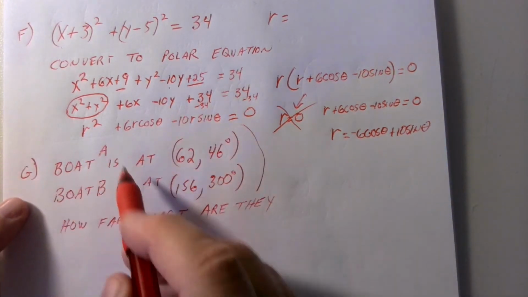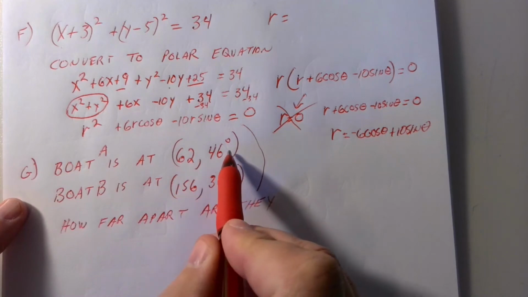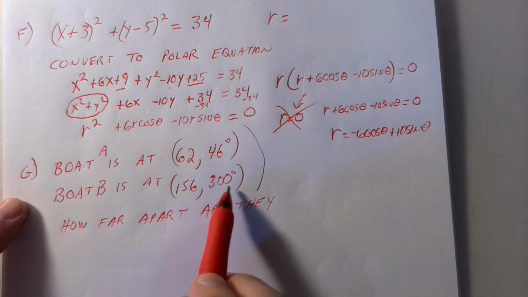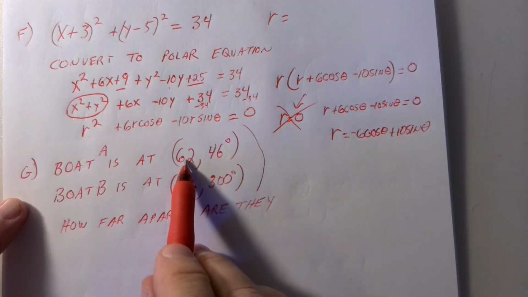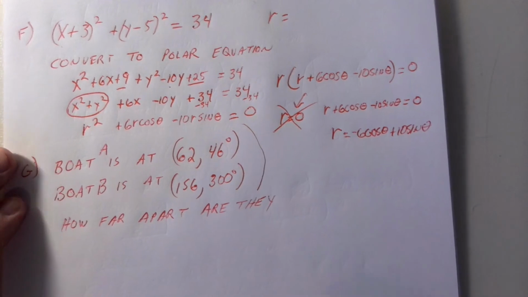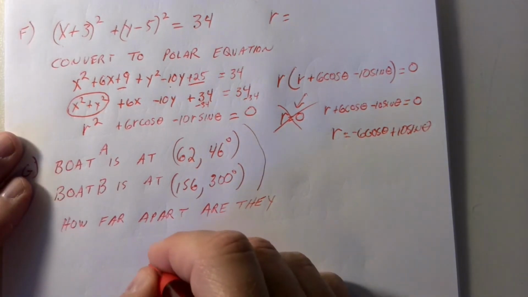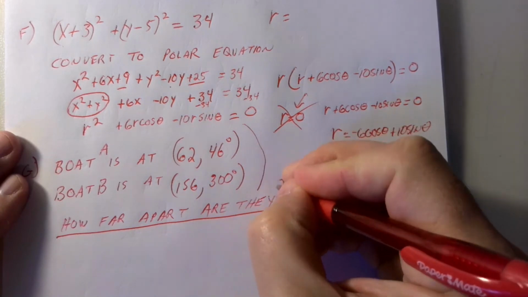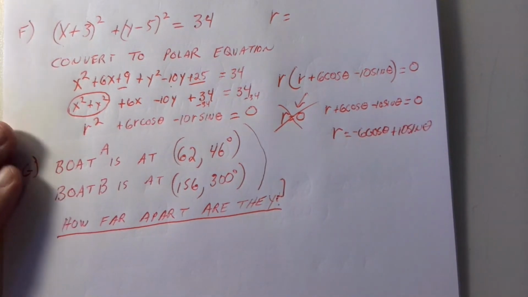So boat A is at a location of 62 and 46 degrees from a certain port. Boat B is at a location of 156 and 300 degrees. So consider the 62 miles and 156 miles so that we have them a little ways away. And it says, how far apart are they? We want to know how far apart they are.